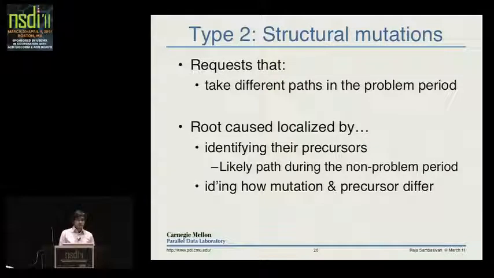So for example, for the metadata prefetching problem I described earlier in this talk, structural mutations would correspond to requests that accessed the metadata server and incurred many repeated database lock accesses. Their precursors would be requests that also access the metadata server, but which incurred many fewer database lock accesses. Another example of a structural mutation precursor pair might be requests that now must retrieve data from a far-off data center in Asia, whereas previously they were able to retrieve the same data from a close-by data center in the US.